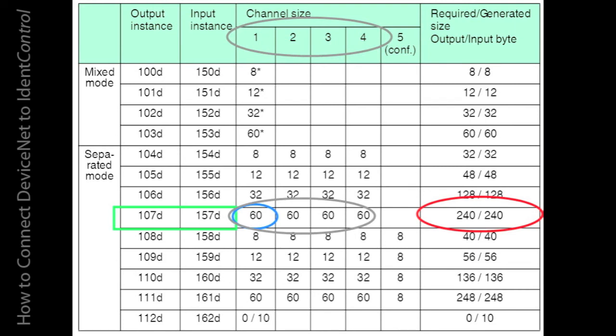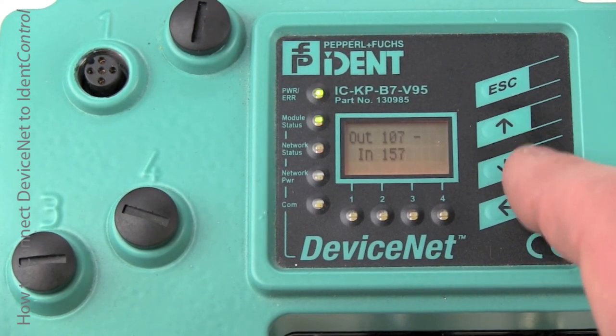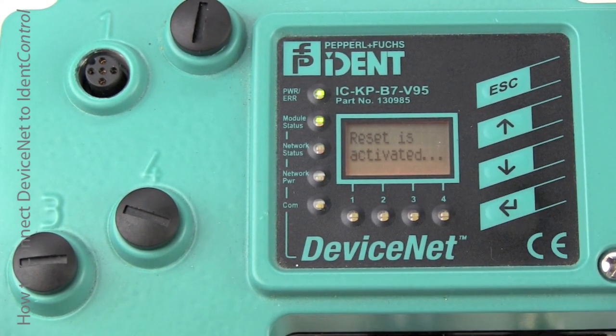Just make sure that you configure this in your DeviceNet configuration software. Once you've used the table to make your selection, enter it into the assembly instance option in the graphical display.